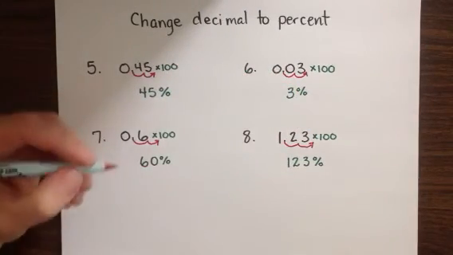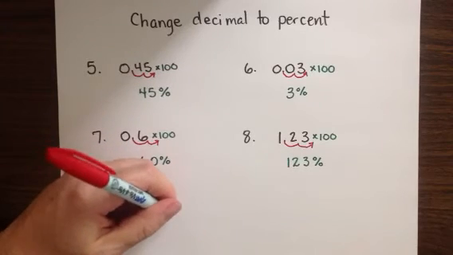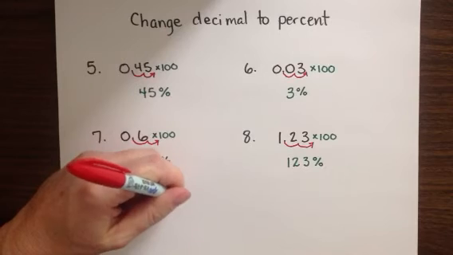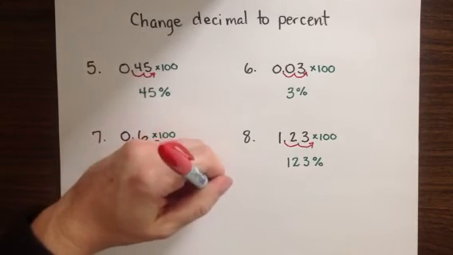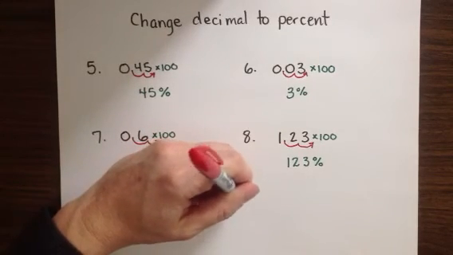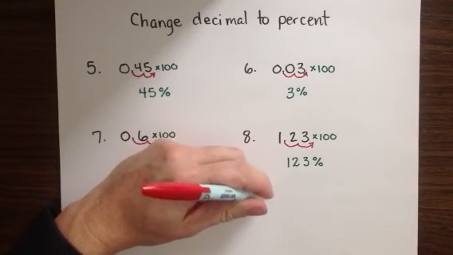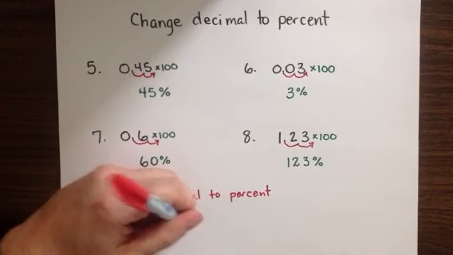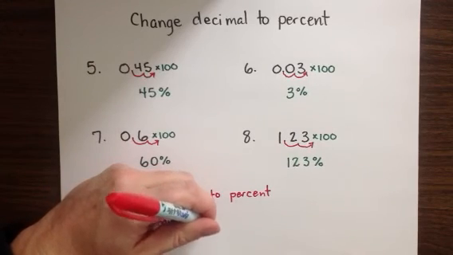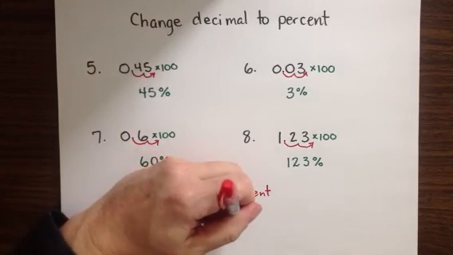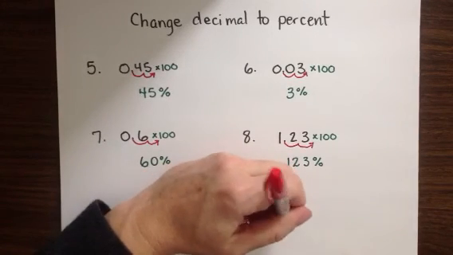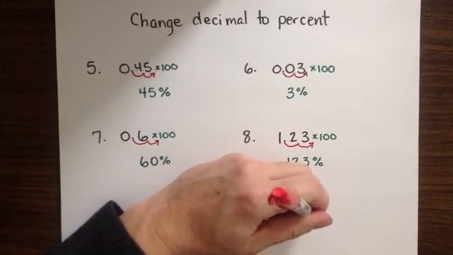So the shortcut, when you are changing a decimal to percent, is to move the decimal 2 places to the right.